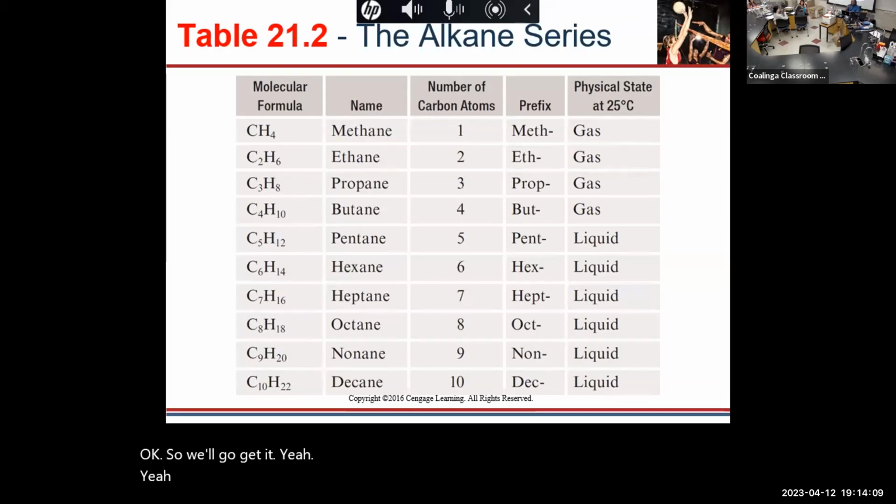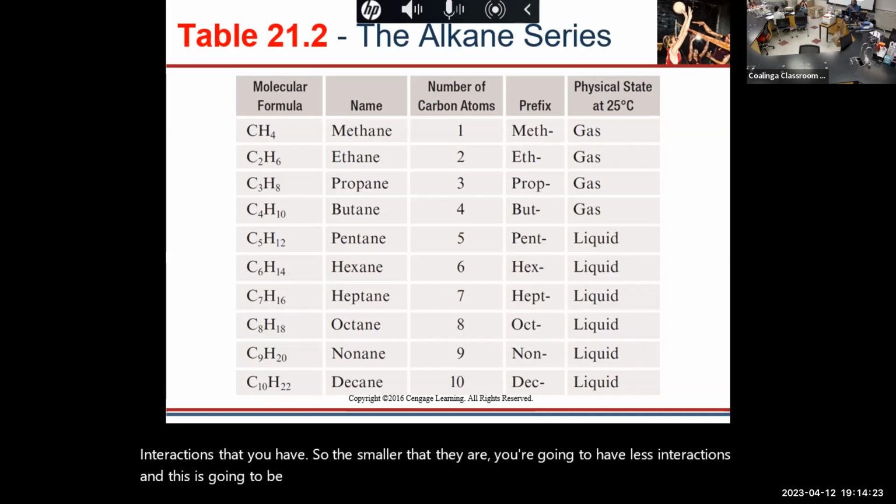Thank you so much. So, but the key is that these guys, the bigger they get, the more interactions that you have. So the smaller that they are, you're going to have less interactions. This is going to be something to know later on when you guys decide that you need organic chemistry, or when you start thinking about some of the other things.